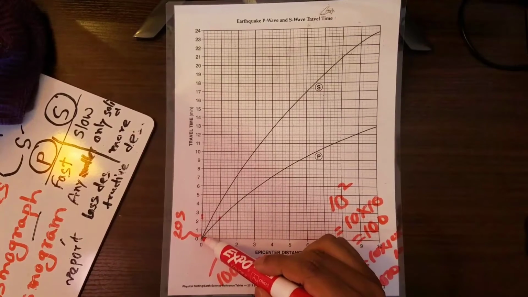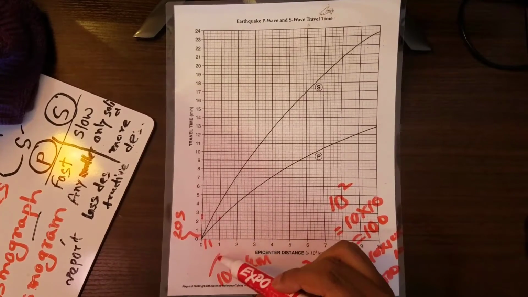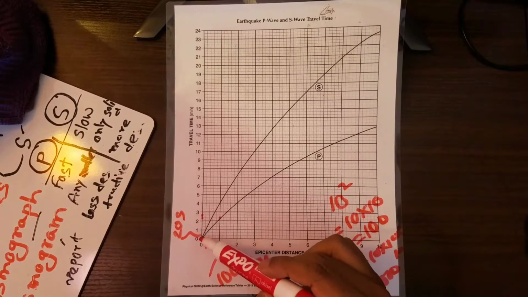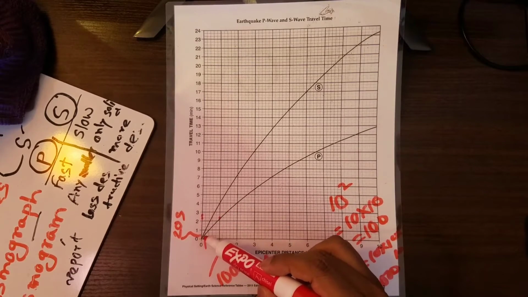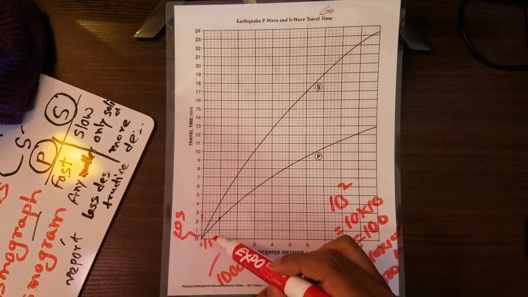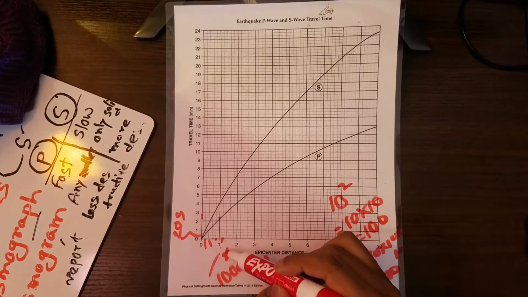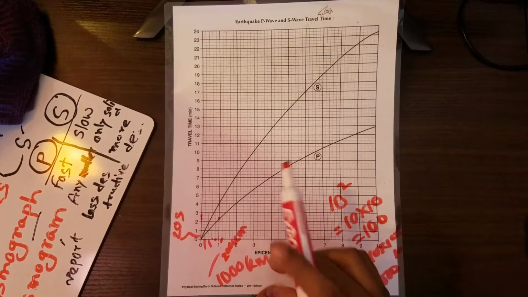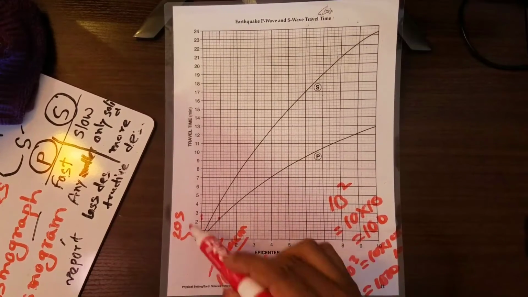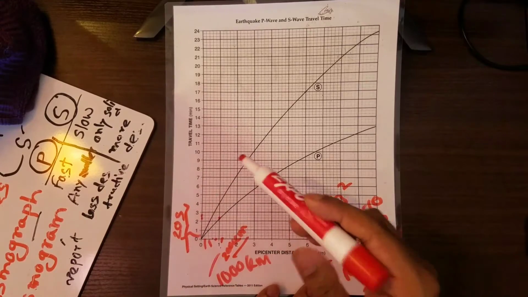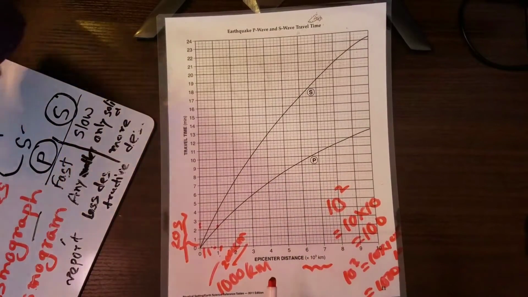And what about these lines? This is 1000, so this must be going by 200. You can see this is 0, 200, 400, 600, 800 and 1000. So this is going by 200 kilometers, and here it's going by 20 seconds. This is really important for you to know.